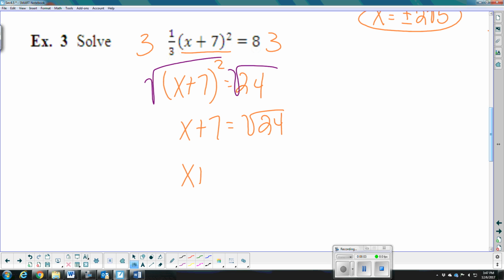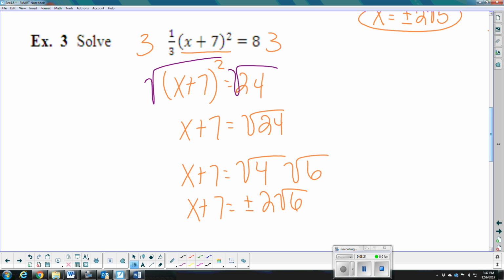So x plus 7 is equal to the square root of 4 times the square root of 6. So then x plus 7 equals plus or minus 2 times the square root of 6. And now we can subtract 7 from both sides.